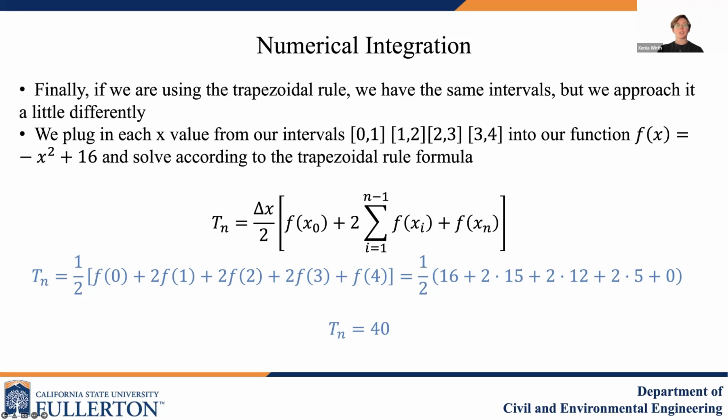So this is what it looks like. We evaluated the function at each of these points, x is equal to 0, 1, 2, 3, and 4. We sum that up here, multiplying by the constants where needed. And we find that according to the trapezoidal rule, the area under the curve is 40.